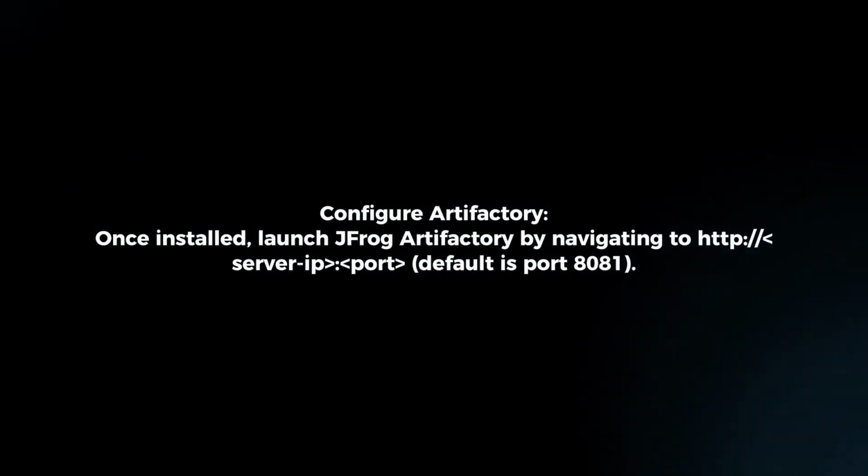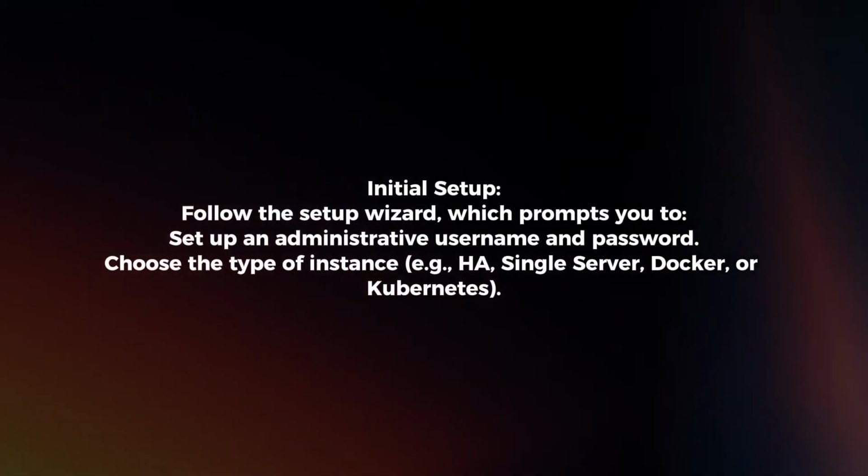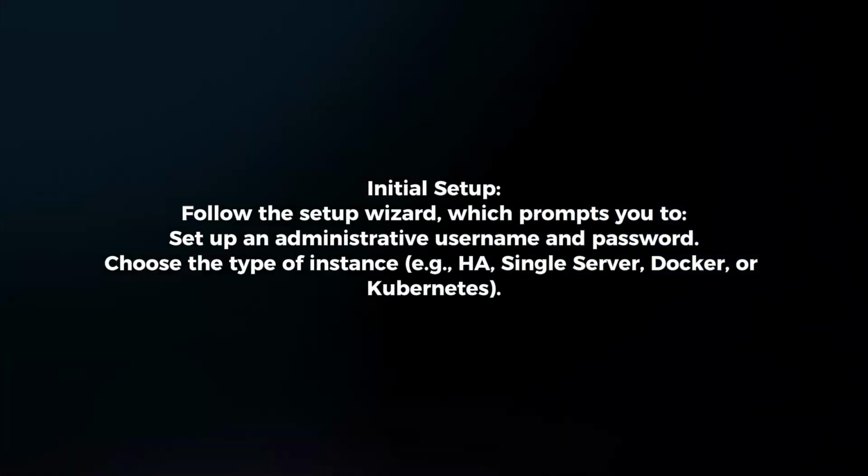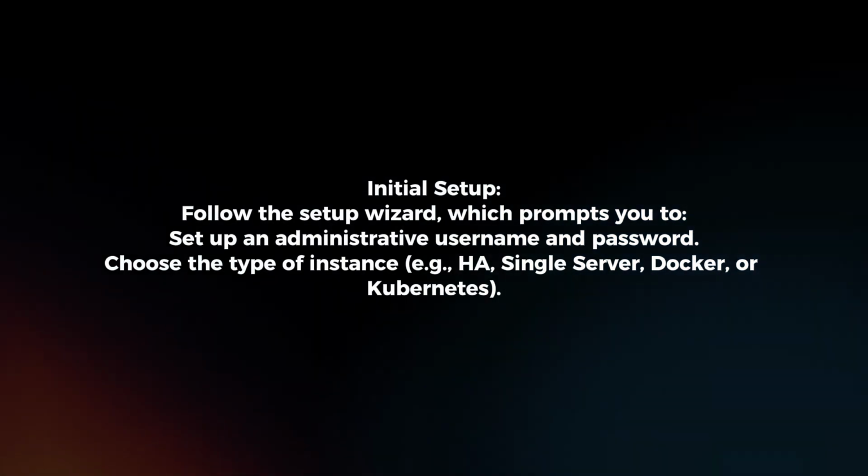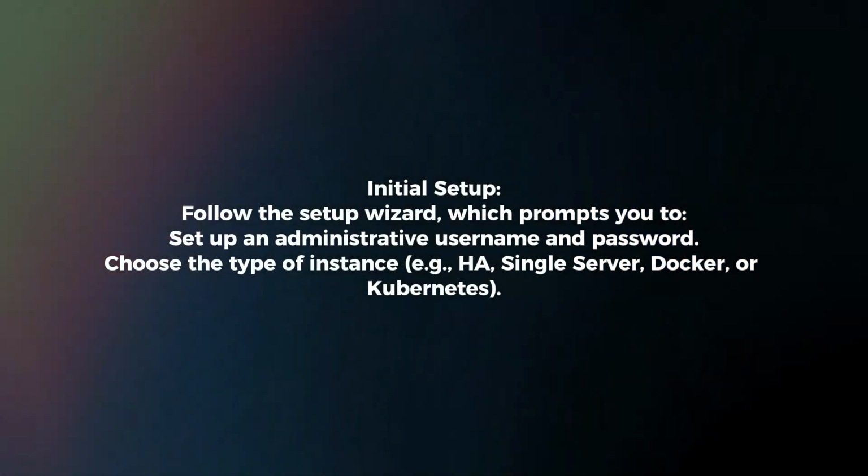Configure Artifactory. Once installed, launch JFrog Artifactory by navigating to http://server-IP:port. Initial setup. Follow the setup wizard, which prompts you to set up an administrative username and password. Choose a type of instance.